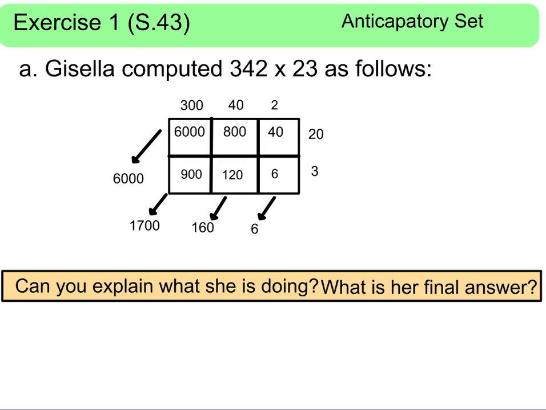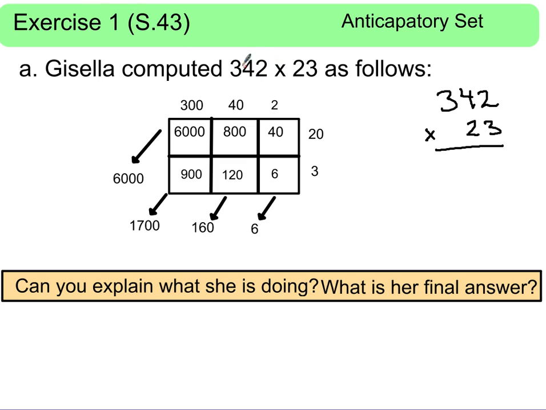So in exercise 1 that was discussed in class for this particular lesson, we look at a student, Gisela, who computed 342 times 23, but she did it in a way that we may not typically think about multiplying 342 times 23, because I know that if I was taught to solve it, I would have started by writing 342. I would have put times 23, and I would have gone through the motions that I would have been taught.